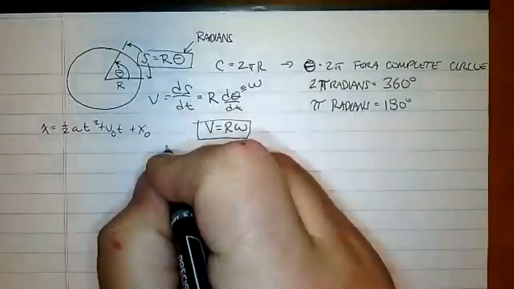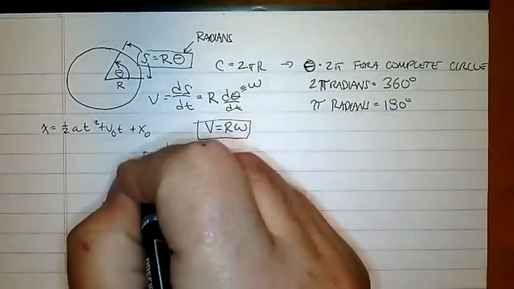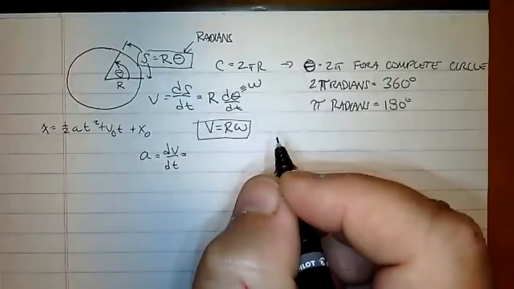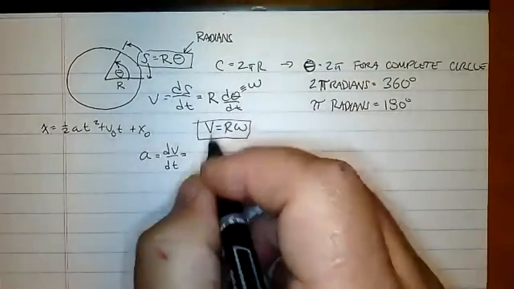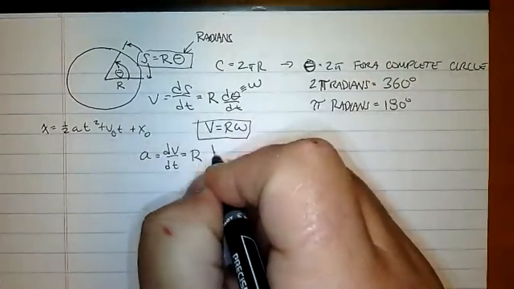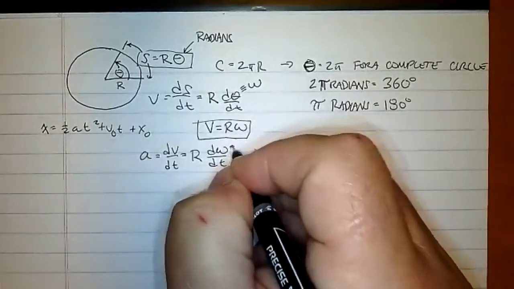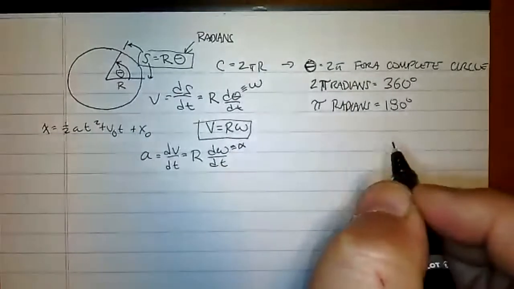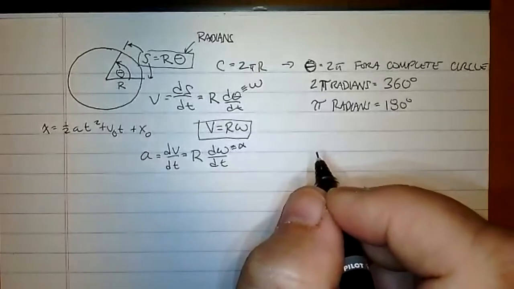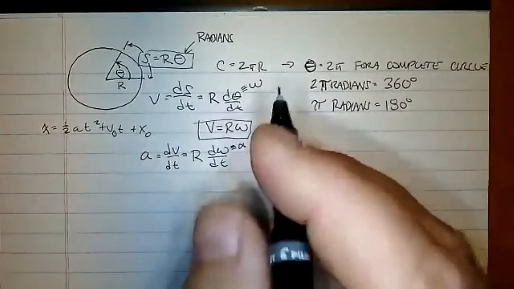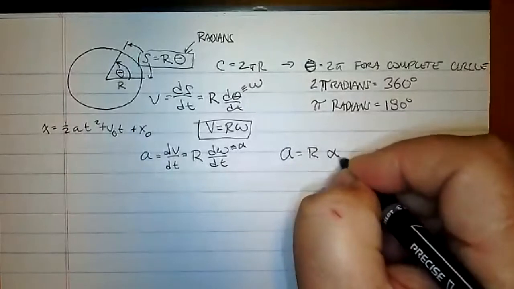Now, if I take the derivative of velocity with respect to time, we all know that's equal to acceleration. But in this, guys, again, if you're talking about circular motion, that r is a constant, so it comes out in front, and that's a d omega over dt. Well, we define that to be alpha. That's the tangential angular acceleration. Okay, so now we've got another equation. a is equal to r times alpha.